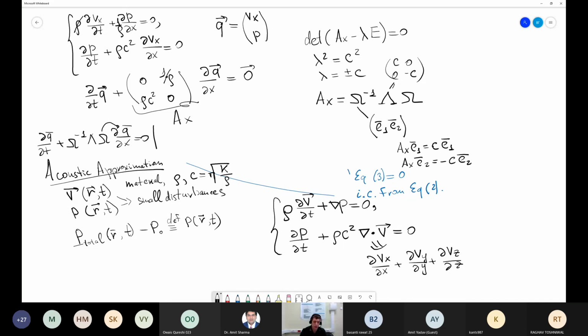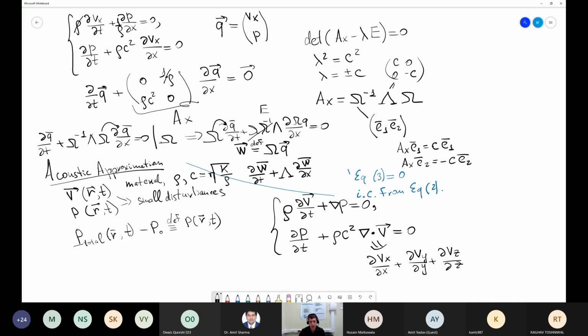And let's multiply this system from the left by omega. In this case, we will obtain omega dq over dt plus omega minus 1 lambda d dx omega q is equal to 0. This will give us the identity matrix. Again, we can put omega under the d over dt. And if we introduce a new vector of unknowns equal by definition to omega multiplied by the vector of unknowns q, we will obtain the system dw over dt plus lambda dw over dx is equal to 0. This is the result of our class today.